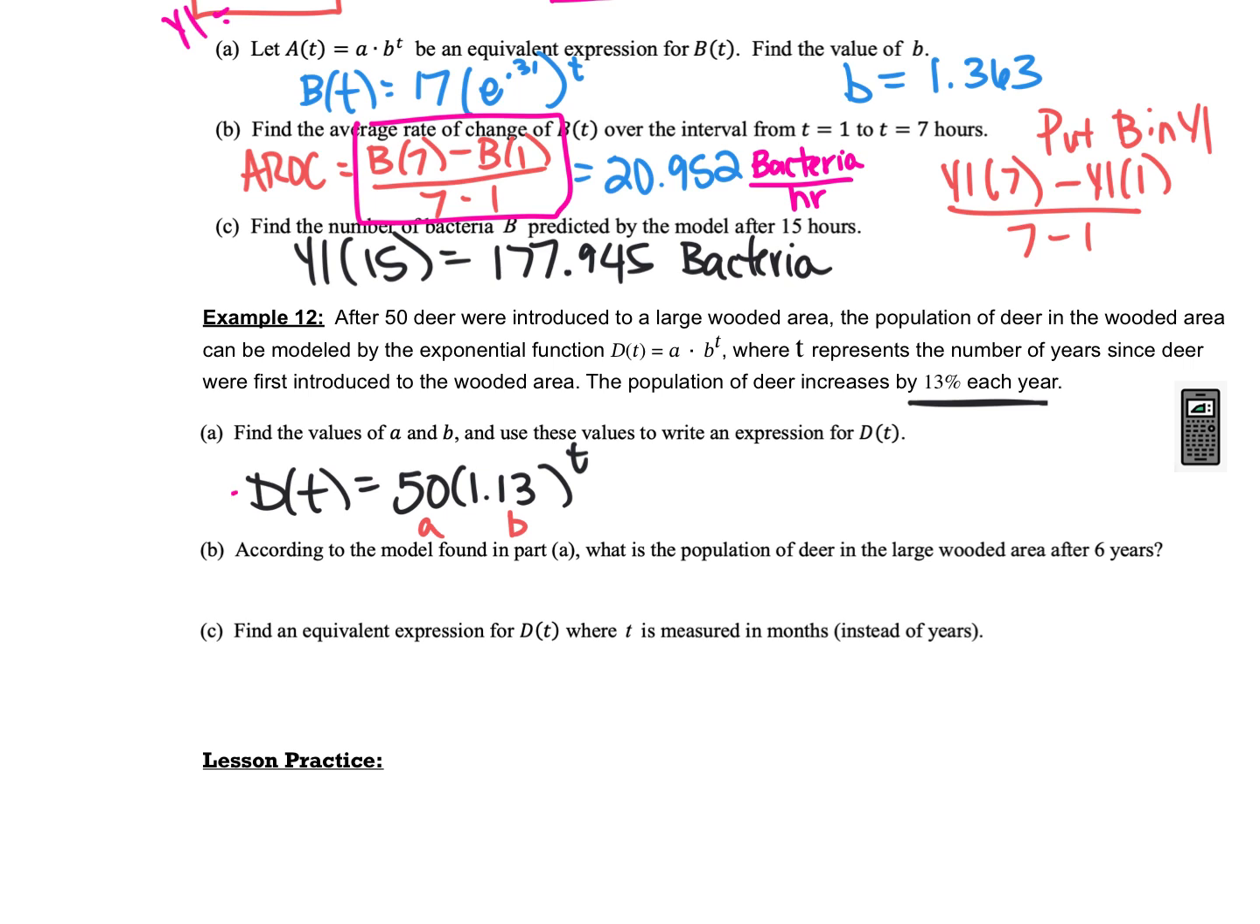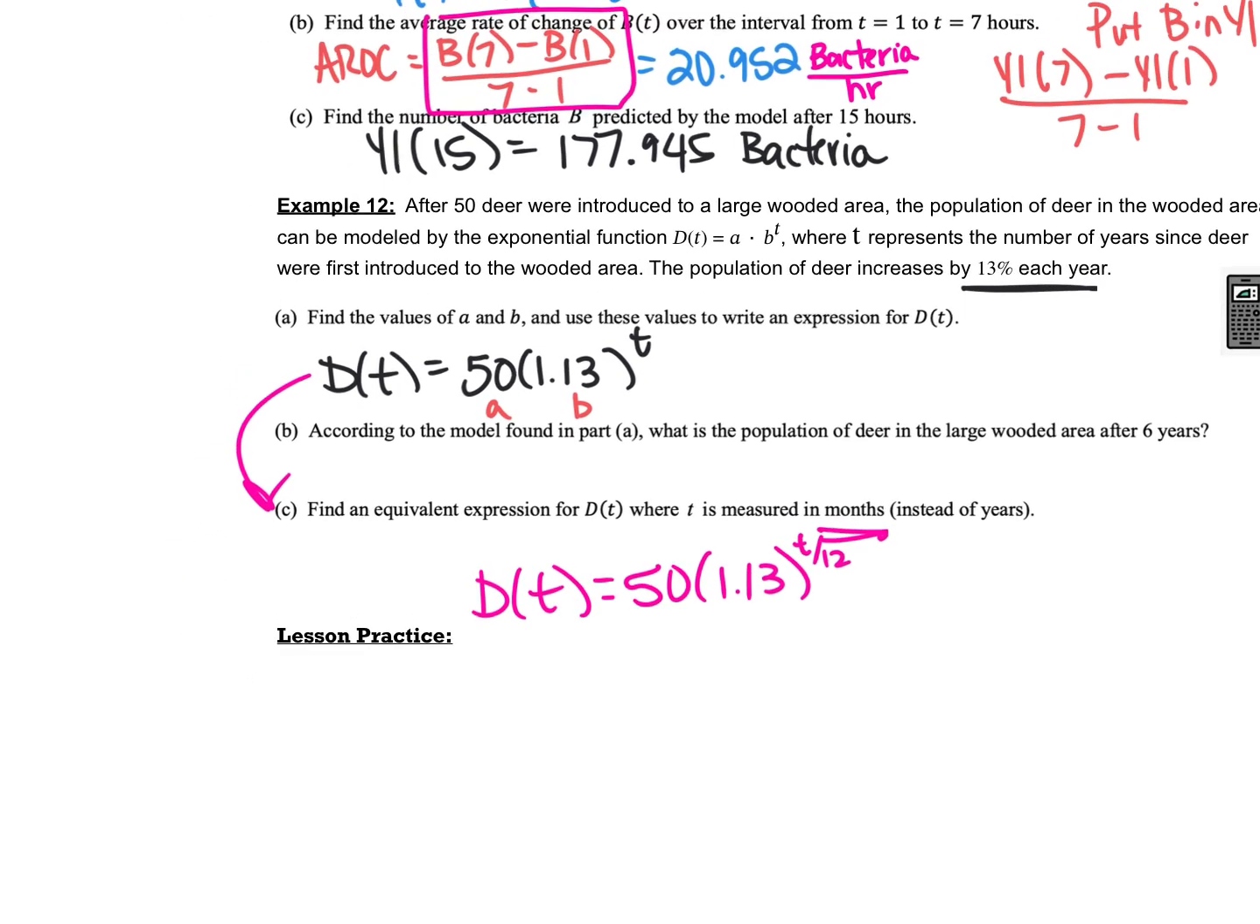On part C, I'm going to just jump down there. Find an equivalent expression where T is measured in months instead of years. When we change the time, we change the exponent. How many months are in a year? 12. So the only thing that happens to this equation is it's 50 times 1.13 to the T divided by 12. You might also see it where they take that 1.13 and raise it to the 1/12th power and change the base. That's possible too if it's multiple choice, but that would be an acceptable free response answer.